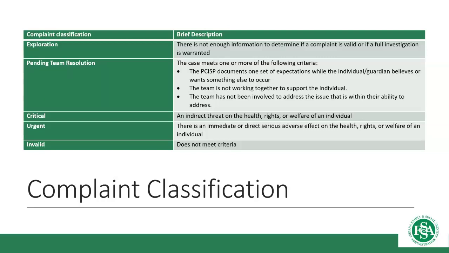Another classification would be pending team resolution. That means the case meets one or more of the following criteria. The PCISP documents one set of expectations while the individual or the guardian believes or wants something else to occur. An example of this is when an individual states that they should have had their hearing aids checked monthly and the PCISP states bi-monthly. Or the team is not working together to support the individual. And finally, the team has not been involved in addressing an issue that is within the ability of the team to address.